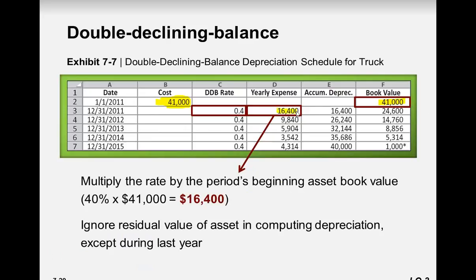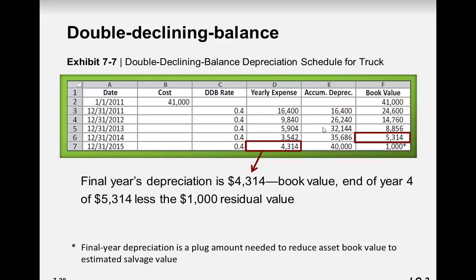Our first year's expense here is the 16,400. Our accumulated depreciation at the end of the first year is 16,400. Our book value goes down by 16,400, and that's going to drop our book value of 41,000 minus that 16,400. The next year we multiply 40% times the 24,600 to get the yearly expense of 9,840. We add that to our 16,400 and down through the process.